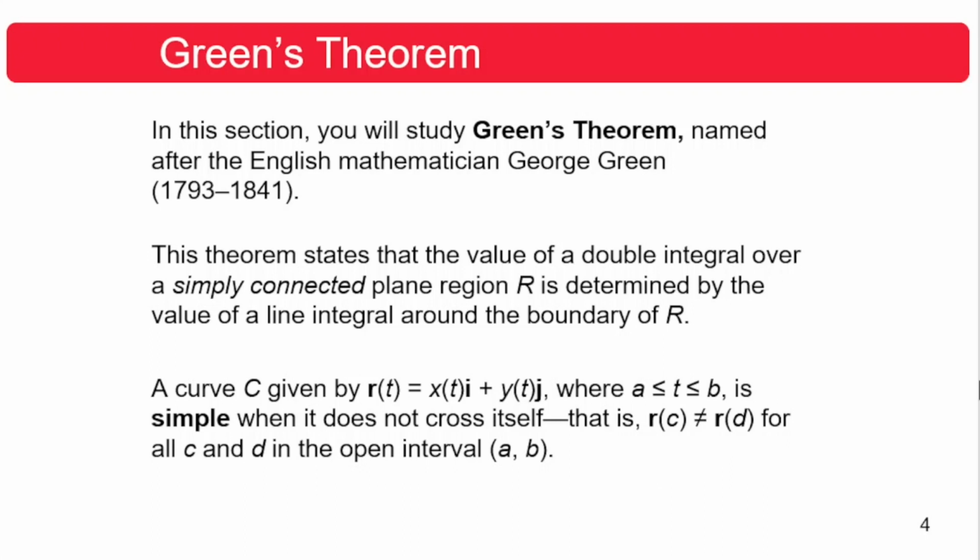A curve C given by the vector valued function r of t equals x of t i plus y of t j, where t is greater than or equal to a but less than or equal to b, is simple when it does not cross itself. That is, r of c is not equal to r of d for all c and d in the open interval.